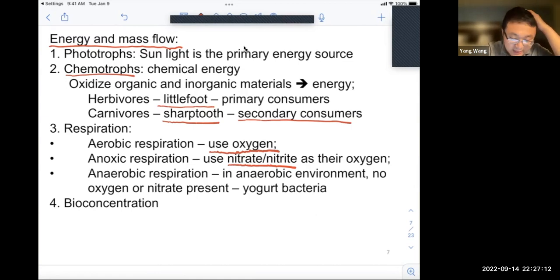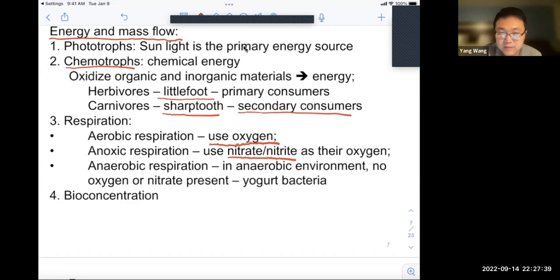And furthermore, there's also anaerobic respiration. Anaerobic respiration is a process that does not or cannot let oxygen or nitrate be present. For example, when we try to make yogurt, we add these bacteria into the milk. We cannot let oxygen get in, otherwise the milk will just go bad and we cannot get yogurt anymore. So for this yogurt making process, or the fermentation process, we cannot let oxygen or nitrate be present.